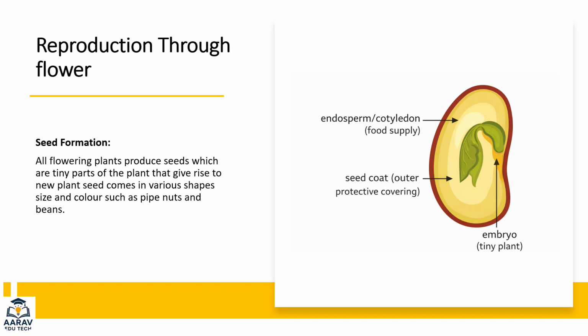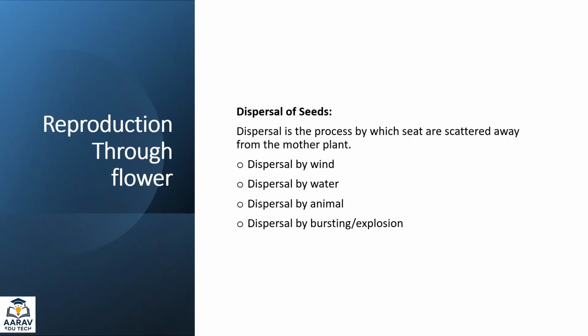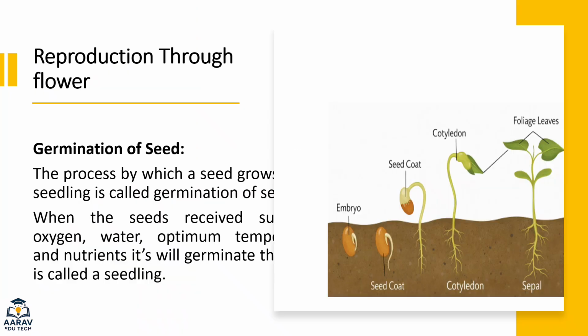Seeds have different shapes and sizes. Examples: beans, peanuts, nuts. Seeds must move away from the parent plant. This is called dispersal of seeds. It happens by wind, water, animals, bursting or explosion. When a seed gets water, air, proper temperature and nutrients, it grows into a small plant called a seedling. This process is called germination.